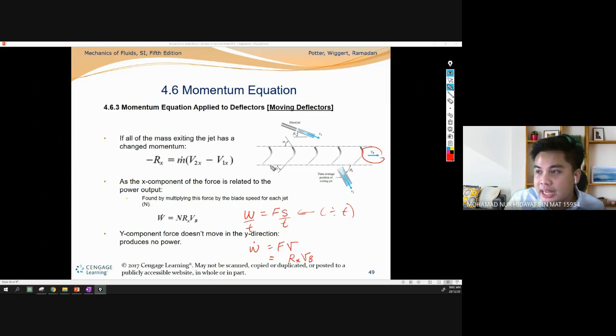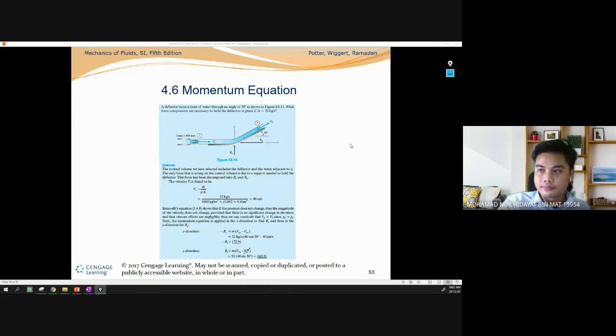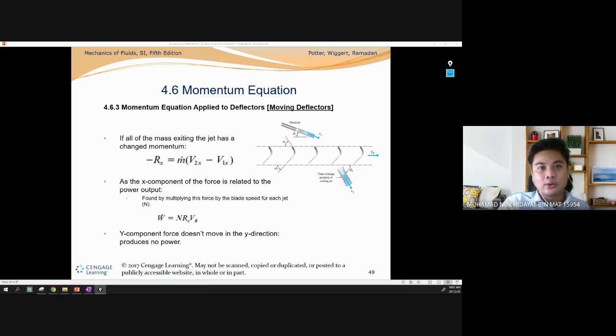And N refers to the number of vanes. If there are many vanes, we have to multiply by the number of vanes, N. So the power output W dot equals the number of vanes multiplied by the reaction force Rx multiplied by the velocity of the moving vane, VB. So here is the equation to get the power output. Basically, this is how the theoretical derivation works.